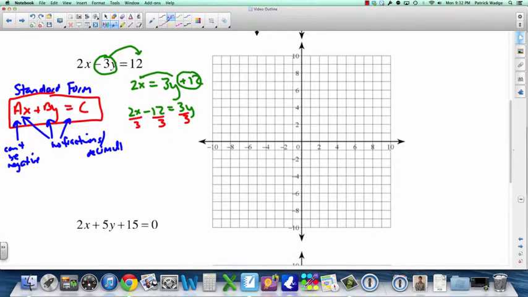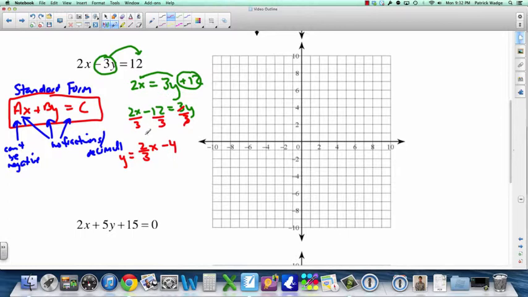So what that will give me is 2x over 3. I can't really put that in simplest terms. I'll just leave it like that. 2 over 3x, or 2/3 x. Negative 12 divided by 3, that's negative 4. And the 3's here cancel. You're just left with y. I could put equals y, or I could also write the y out front here.